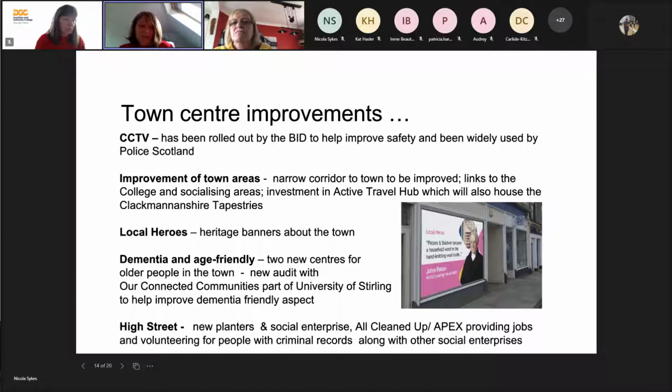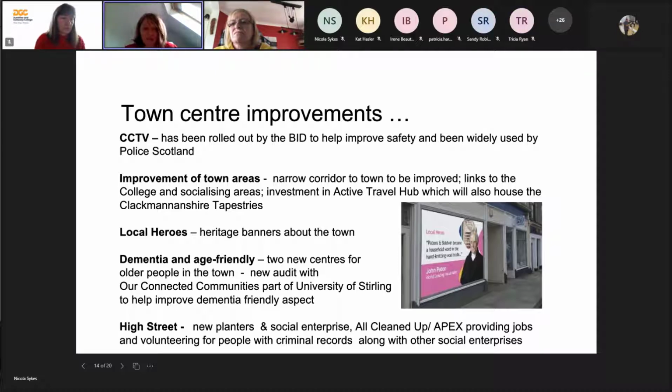The Business Improvement District also invested in this local heroes kind of advertising. They picked lots of different people, young and older people, and had banners of them up around the town centre. On dementia and age friendly, we really focused on this a lot more. So now we've got two centres that are opening up in the town centre. Alzheimer's Scotland are bringing their new centre, and we've got Give a Dog a Bone, which is another charity, opening up. And we're also working with Our Connected Communities, which is part of the University of Stirling, to help improve the dementia friendly aspect of the town centre.